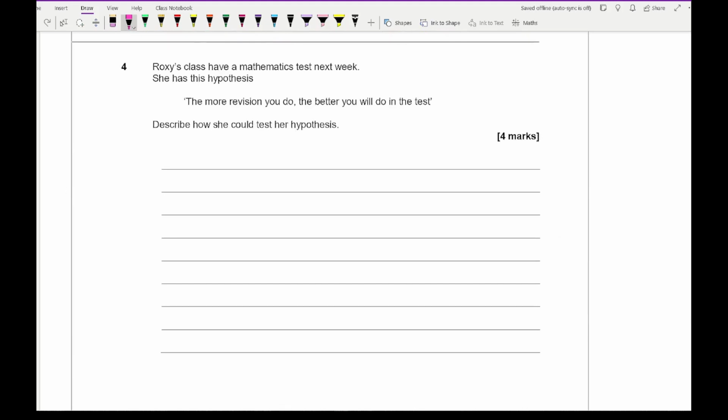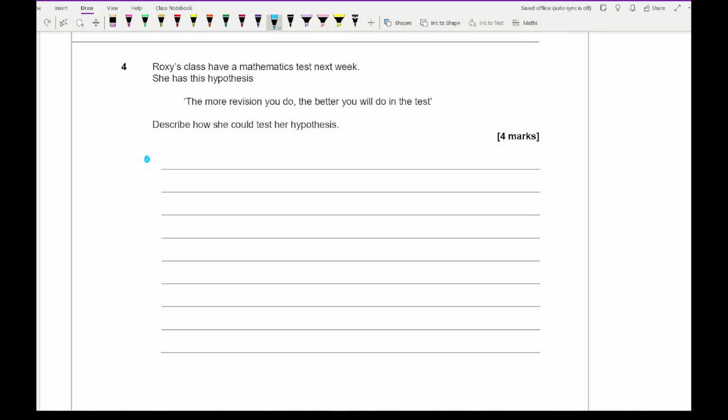She has this hypothesis, and it says that the more revision you do, the better you will do in the test. And the question says, how could she test her hypothesis? Now for this, there can be several different answers, but what you want to do in terms of your, for 4 marks, is state something along the lines of this.